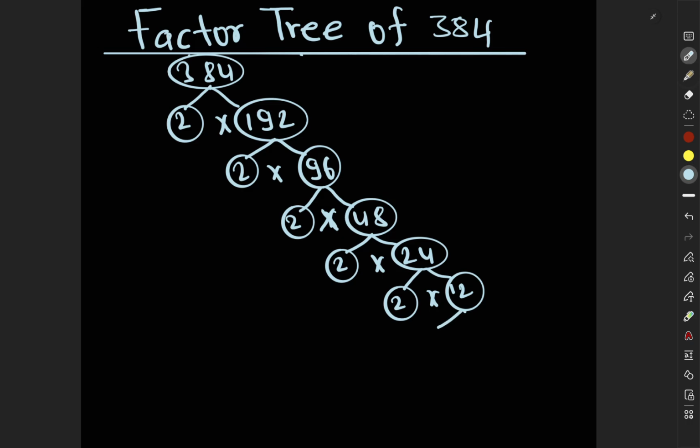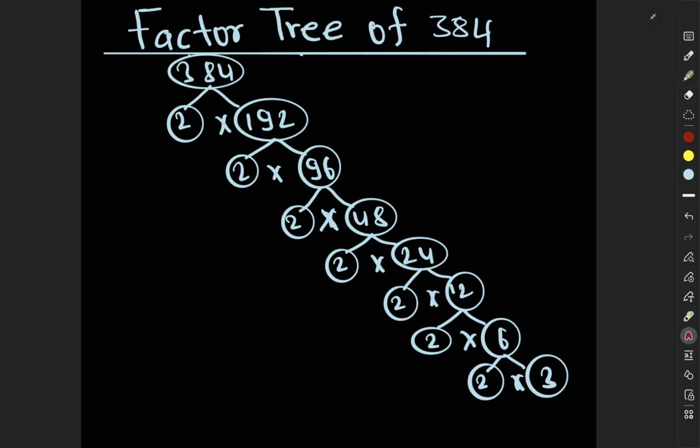Now 12 can be written as 2 times 6. 2 times 6 means 12. 6 can be written as 2 times 3. 2 times 3 means 6.